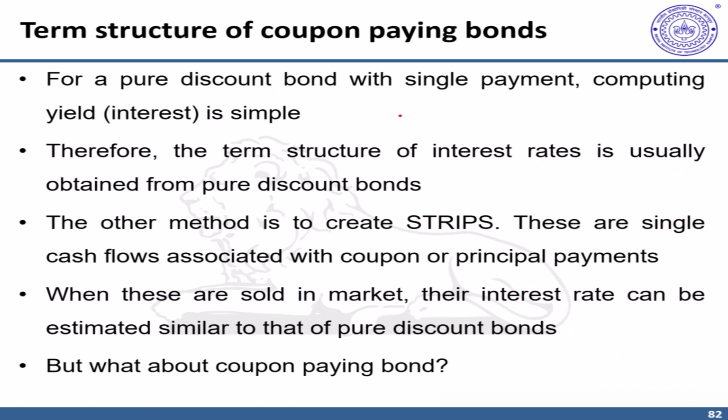However, it is not as simple for a typical coupon paying bond, where there are multiple cash flows, multiple coupons occurring over different time periods along with the principal payment, and there is a term structure of interest rate. That means different interest rates apply to all these coupons. So how do we find the term structure of coupon paying bonds?